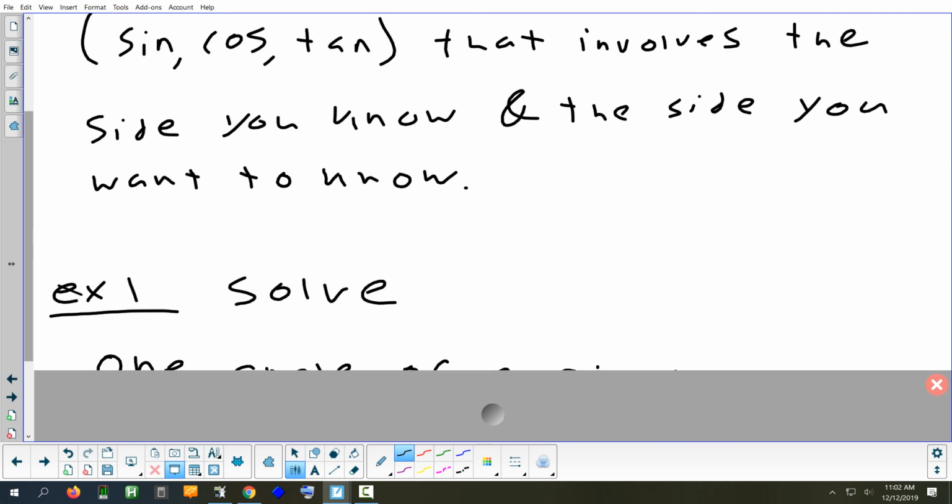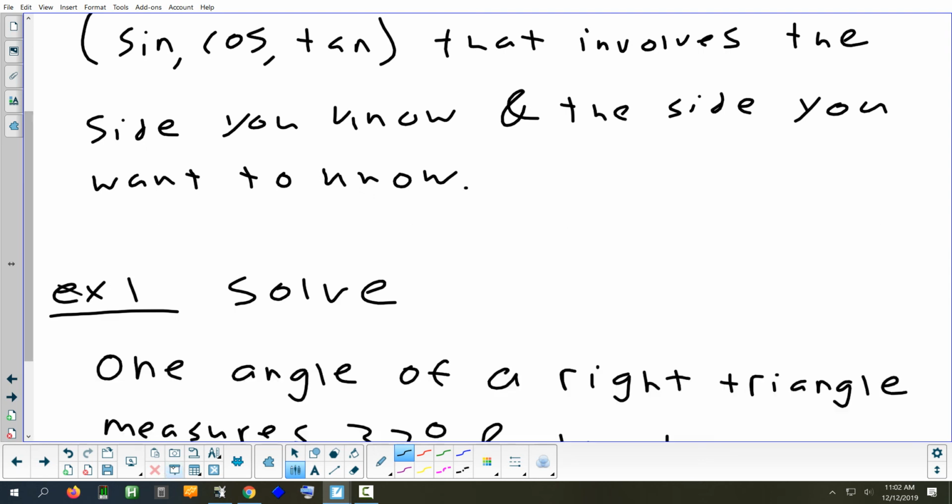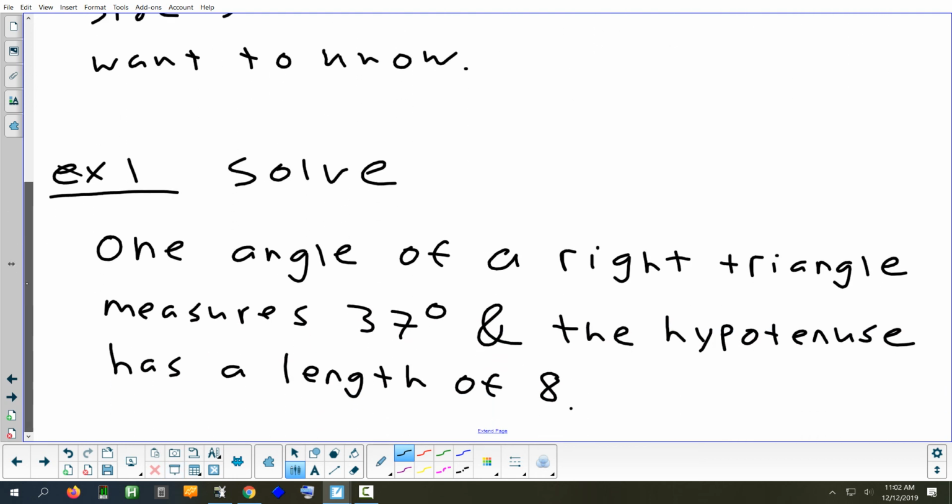So let's look at an example. It says one angle in a right triangle is 37 degrees and the hypotenuse has a length of 8 and the directions are to solve the triangle. All right, for most of these problems, it's going to be helpful if we represent that information in a different way. What's another way I could represent all this more concisely? Draw the triangle. Yeah, let's draw it out.